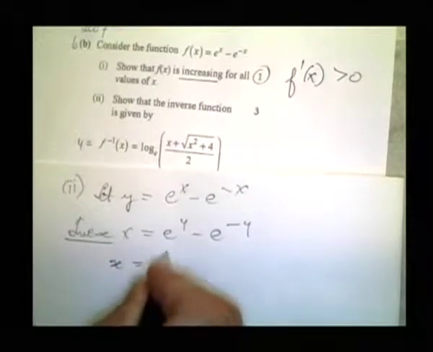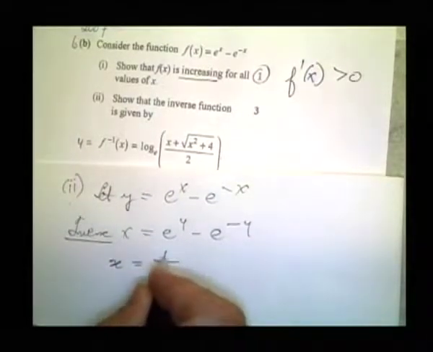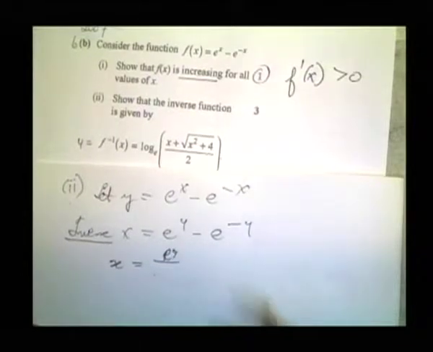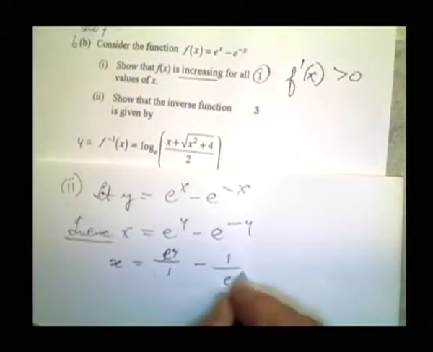And this is a bit of a trick. How do you make y the subject? This is the hardest part. Anybody can interchange the ordered pair. So you say, righto, we're going to make y the subject, make it e to the y, well, I put x equals e to the y minus 1 over e to the y.